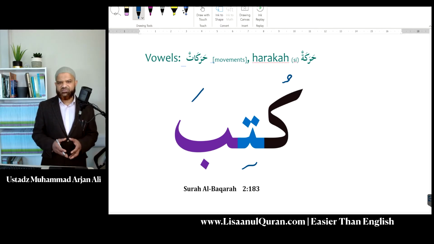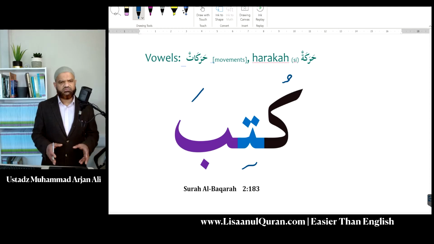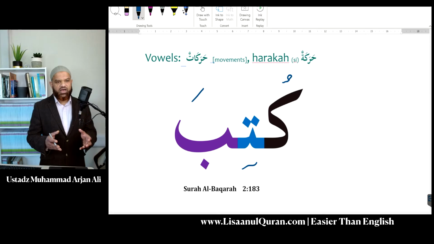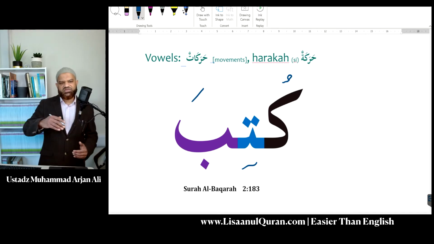Now, there are many names given to them. They're literally called movements in Arabic. Harakah, singular. Harakaat, plural. Again, don't worry about them. Just call them vowel symbols for now. Don't make a list of terminology to memorize. So haraka, harakaat, plural, literally means movement. Why? Because it moves the sound.